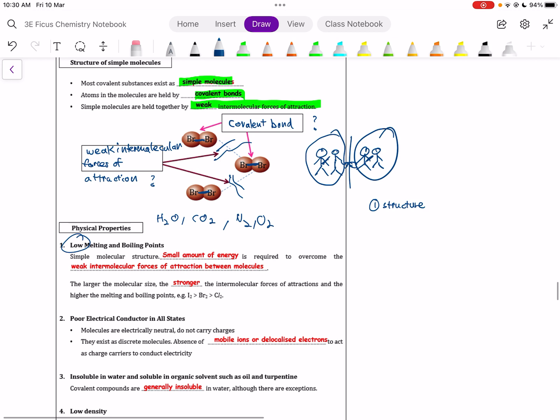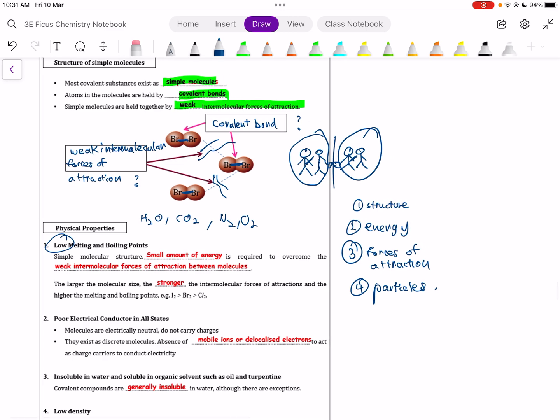So the structure, the forces of... sorry, actually I should begin with energy. Then number 3, after a while I will write FOA, forces of attraction. Then forces of attraction between what kind of particles. I always need these 4 points. No less, no more. Always these 4 points. If not, you'll get penalized. I tell you straight first.